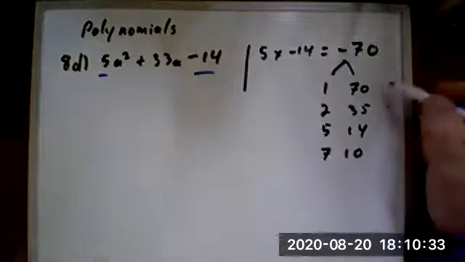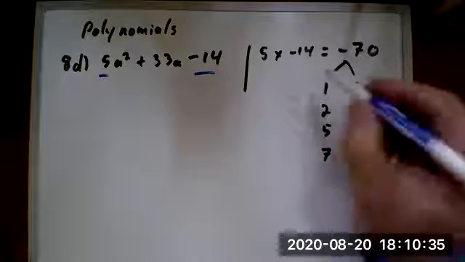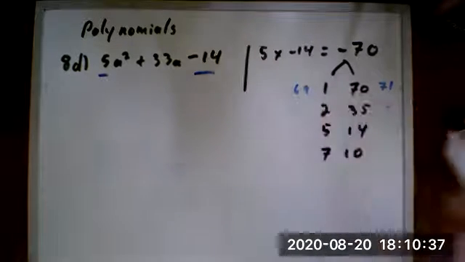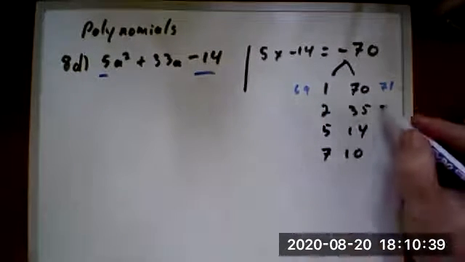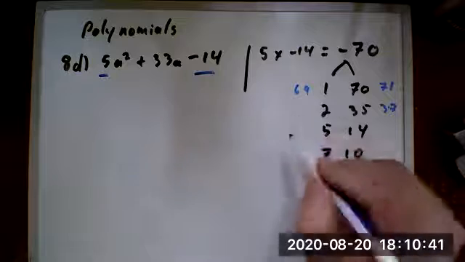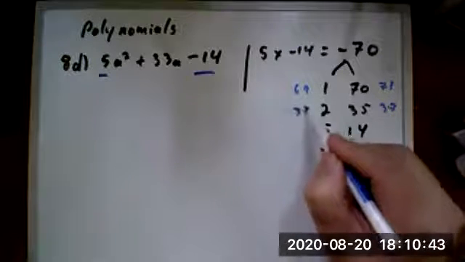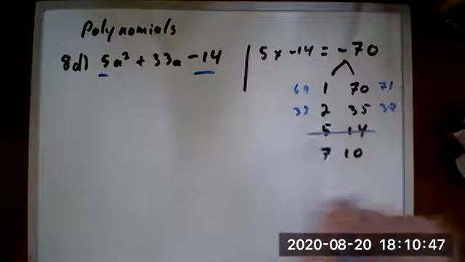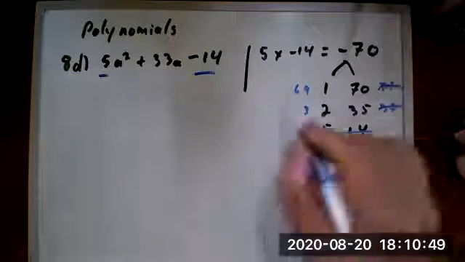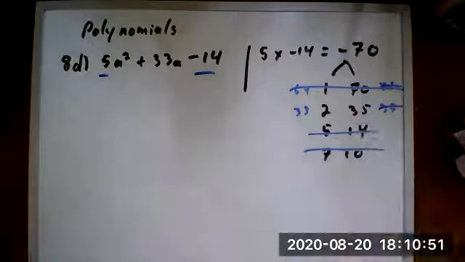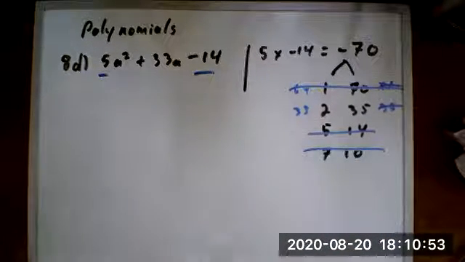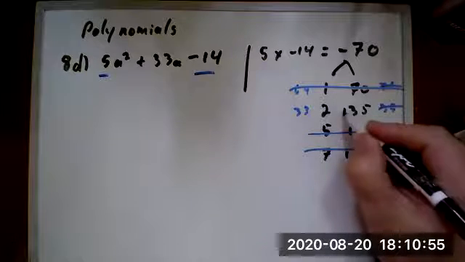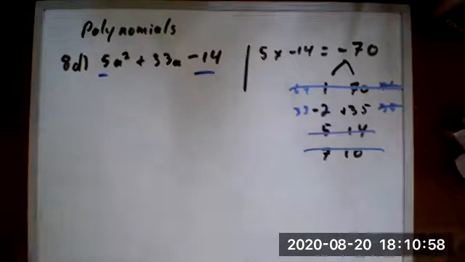Trying to find our possibilities. Our high is 71. Our low is 69. Our high is 37. Our low is 33. Oh, good. I don't even have to go any further. I just found my number. Those immediately go away. I want 33. So how do I get to 33? Well, it's a positive 35 and a negative 2.